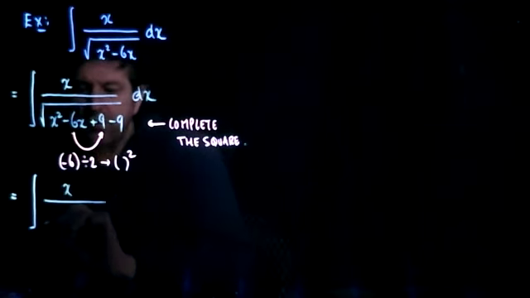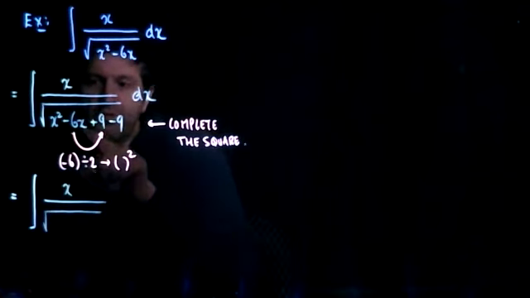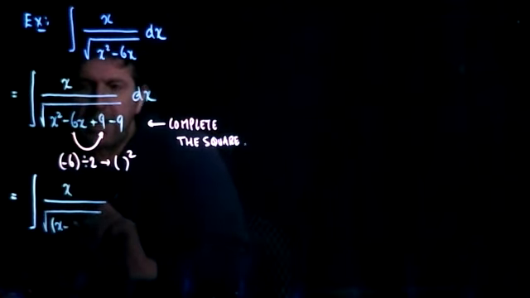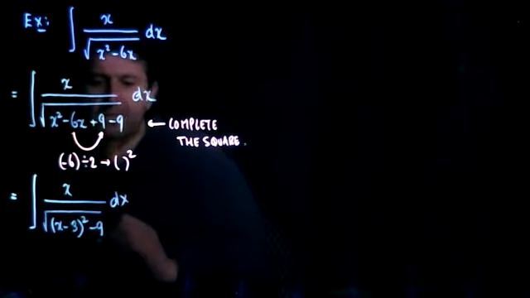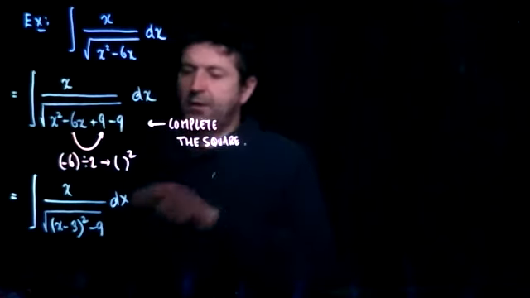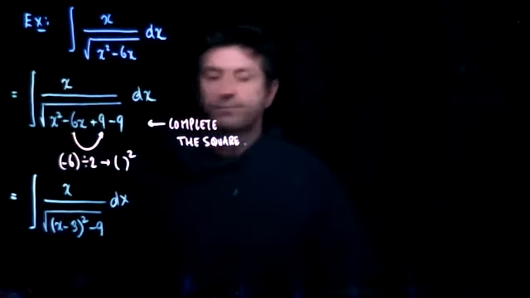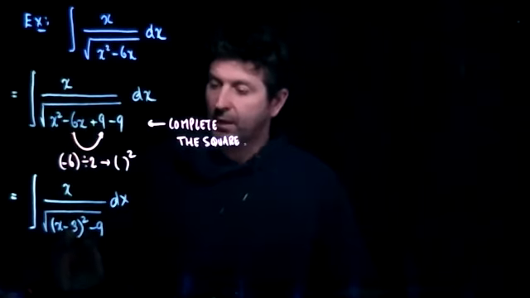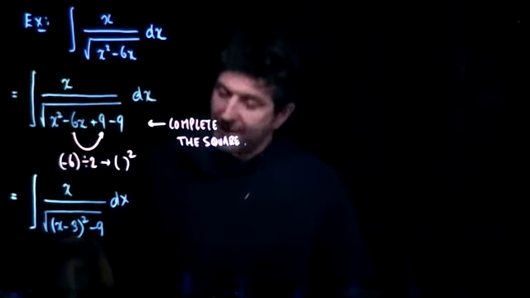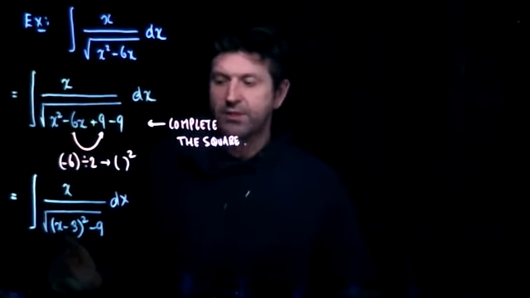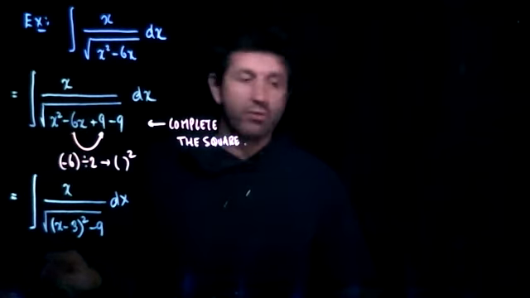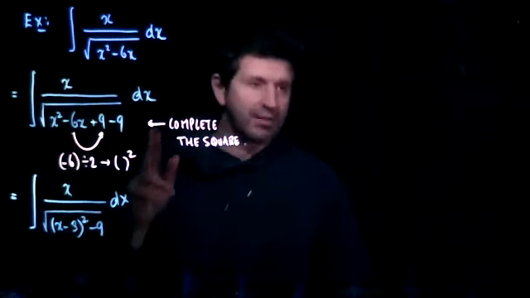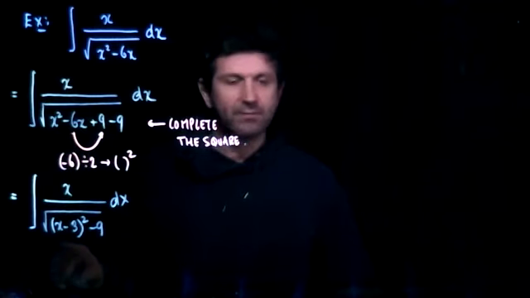Square x over the square root. Now this is a perfect square, which I can factor as x minus 3 squared minus 9. Do you understand this? Okay, and now I recognize my trig substitution. So x minus 3 will be 3 secant theta, right?